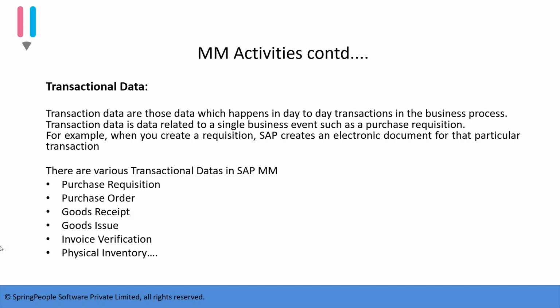Now these kinds of transactions are called transactional data. Transactional data are those data which happen in day-to-day transactions in the business process. Transactional data is data related to a single business event. It's an event, a process which is happening, such as purchase requisition. For example, when you create a requisition, SAP creates an electronic document for that particular transaction, for that particular event. There are various transactional data in SAP MM, like purchase requisition, this is your requirement, purchase order, goods receipt, goods issue, invoice verification, and physical inventory, to name a few.